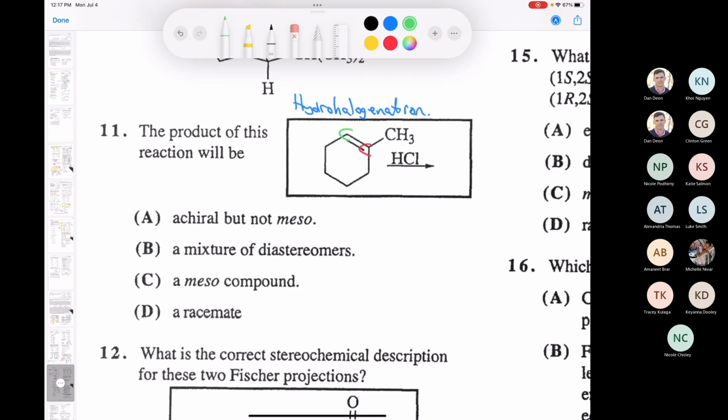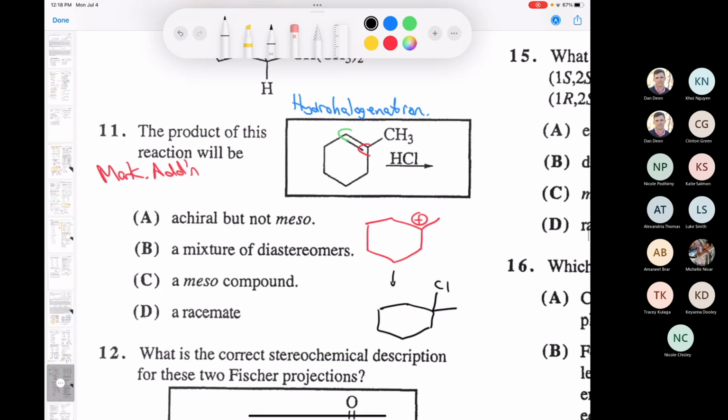Yeah. My students are saying it's going to go on the green carbon, and that's correct because this is a Markovnikov addition. And so we're going to end up with an intermediate. I'm not going to draw the mechanism, but you're going to end up with an intermediate that looks like this. Okay, and then the chlorine can come in and attack. And so you're going to end up with this, where you have the chlorine here. Is there a stereocenter in this molecule? The answer is no. There is no stereocenter.